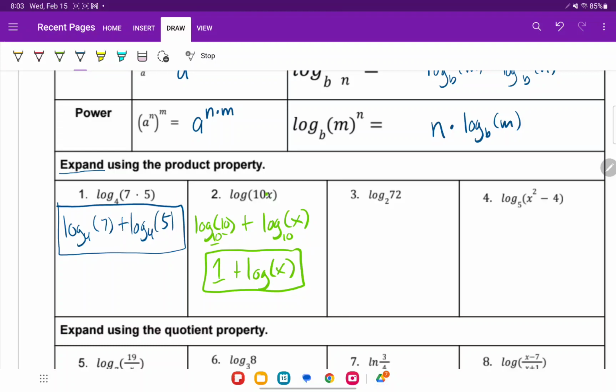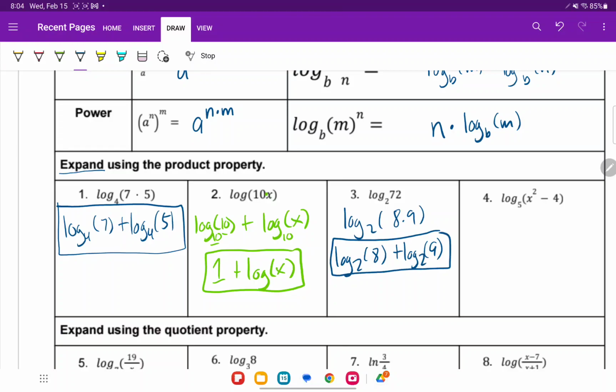I would use 8 and 9. So if I said log base 2 of 8 times 9, then we could break this apart by addition. This would be log base 2 of 8 plus log base 2 of 9. Okay. Now, this answer is fine, but there is actually a step further you can go on this.